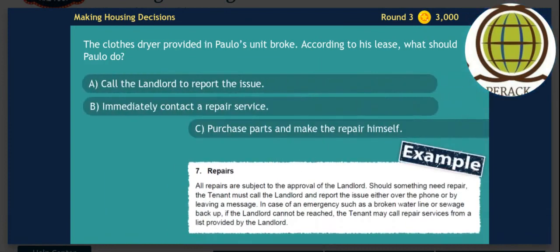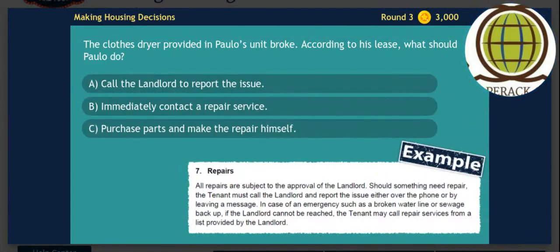The clothes dryer provided in Paulo's unit broke. According to his lease, what should Paulo do? Is the answer A, call the landlord to report the issue, B, immediately contact a repair service, or C, purchase parts and make the repair himself?